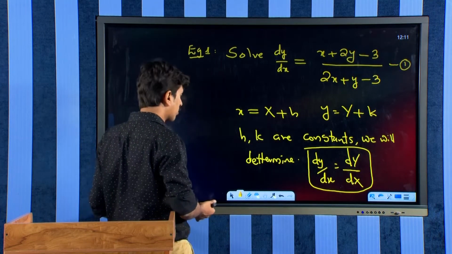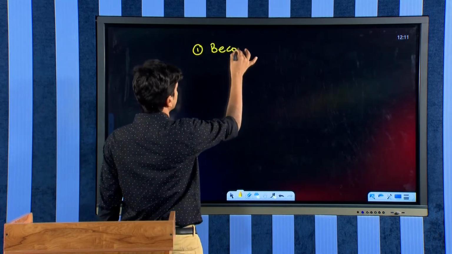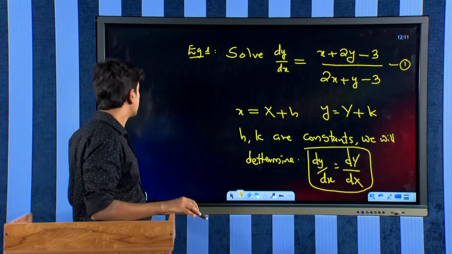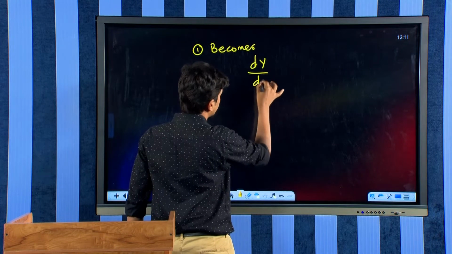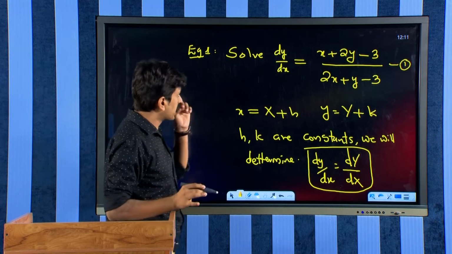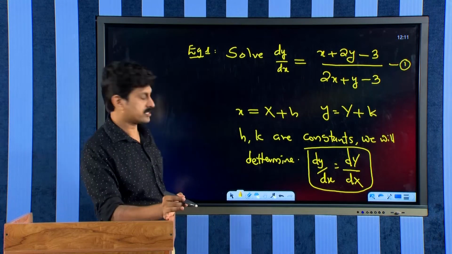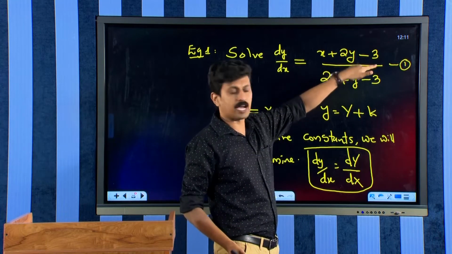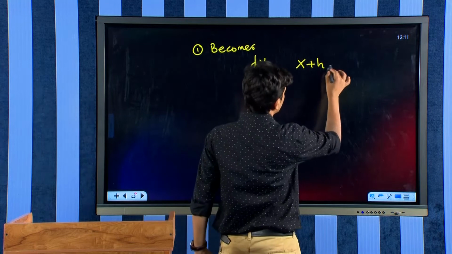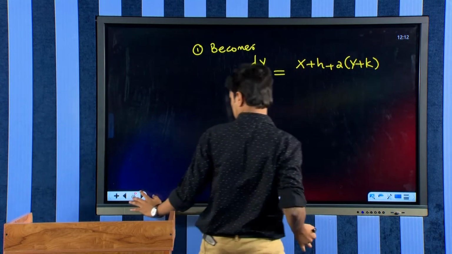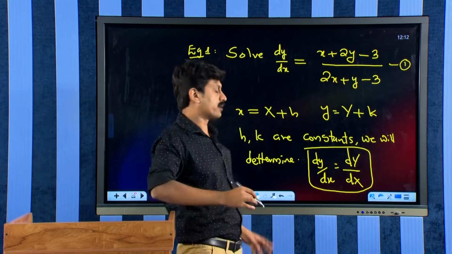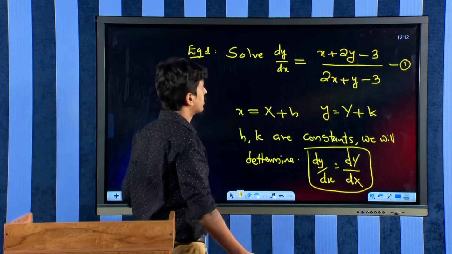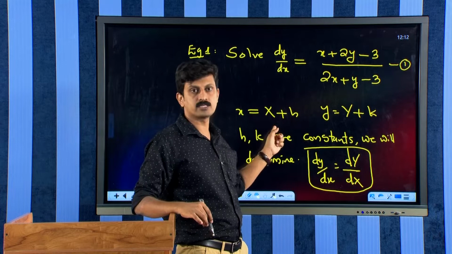Converting equation 1, it becomes capital dY by dX equals, replacing small x with capital X plus h, and 2 into small y as 2 into capital Y plus k, and minus 3 in the numerator, divided by, in the denominator, 2 into x, replacing x with capital X plus h.